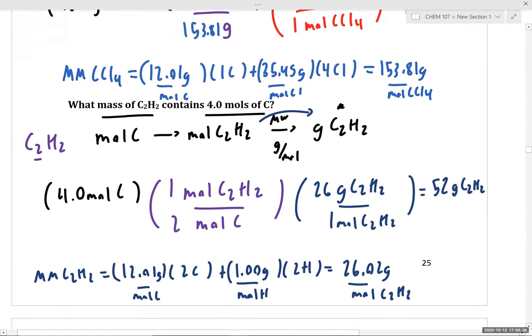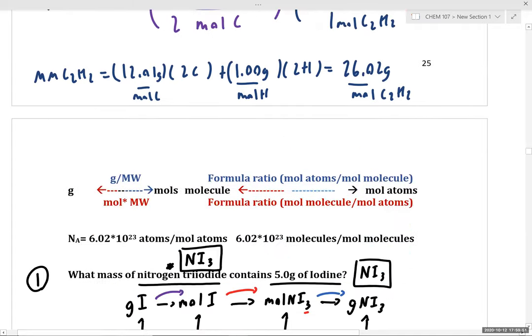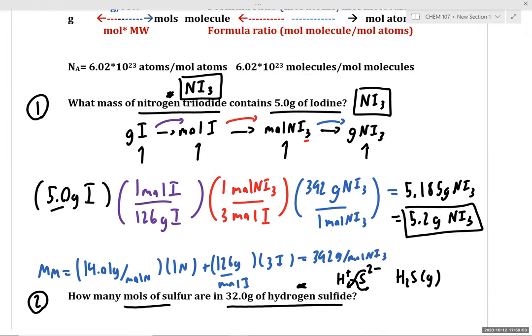The mass of C2H2 contains 4.0 moles. So the only difference is that this last step, where we're going from the moles of one element to the moles of a compound, to the mass of a compound, we've done that here. That's these last three conversions. The only thing that's new about this problem is that we're starting off by having to convert from the grams of our element to the moles.